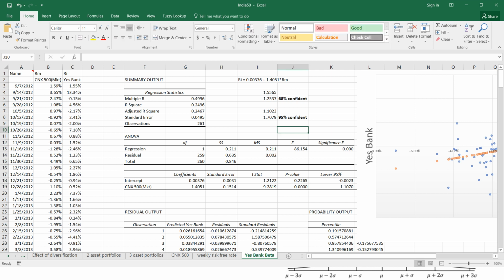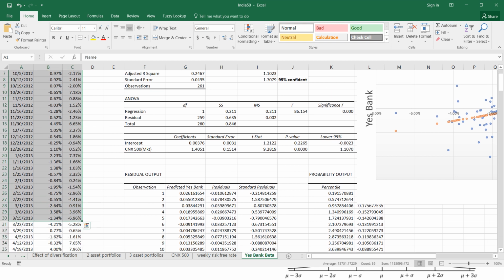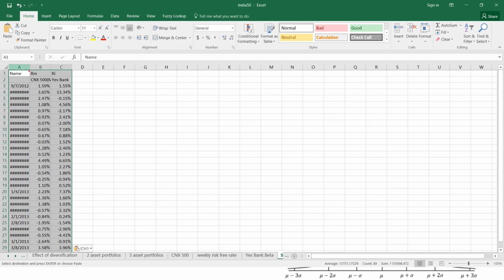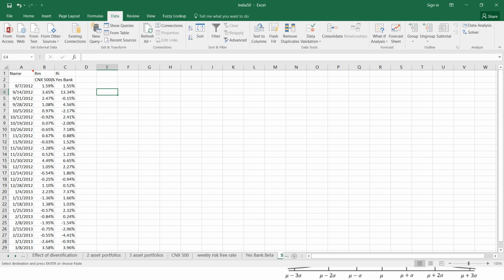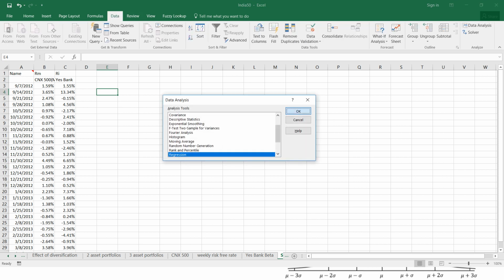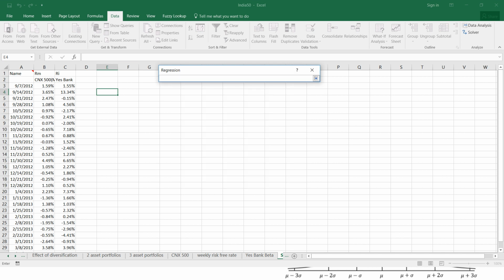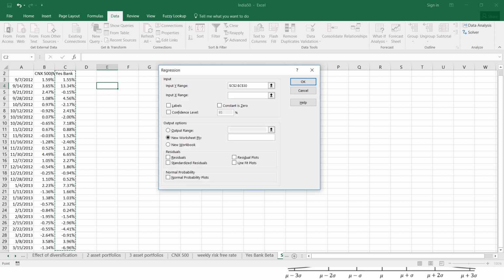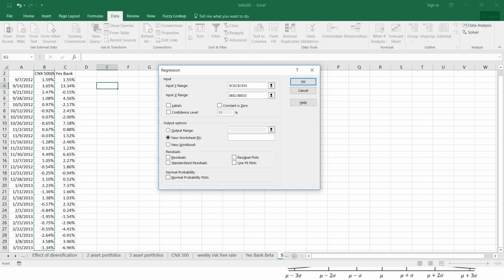Let's say I take just 30 observations. Just 30 observations I have. Now let me run the regression. I go to data analysis. I do regression. This is my y, and this market is my x, and I have labels. First row is labels, CNX 500 and Yes Bank. Okay.